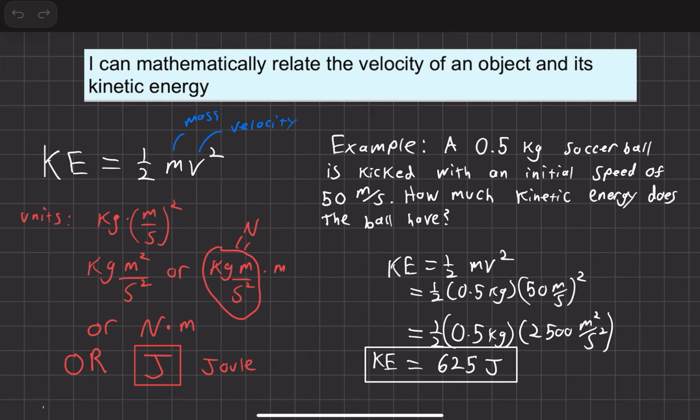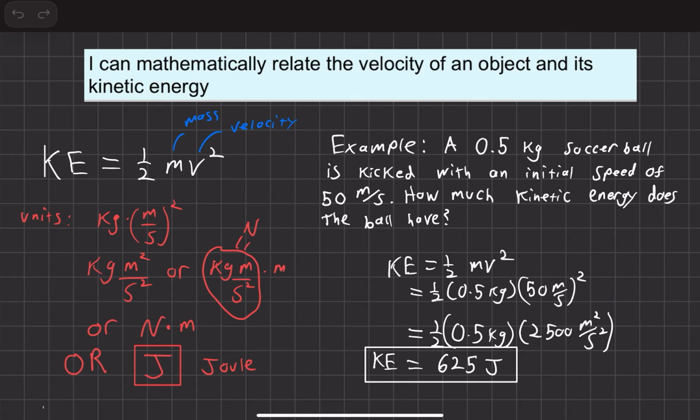Now let's apply the kinetic energy in an example. So the example is going to be, we have a 0.5 kilogram soccer ball, and it's kicked with an initial speed of 50 meters per second. And here we just said speed because we didn't care which direction it's going. How much kinetic energy does the ball have? So kinetic energy is equal to 1/2 mv squared. So we plug in the 0.5 kilograms and then the 50 meters per second. So we square the 50 meters per second, multiply by the 0.5, multiply it by the half, and what we get is the kinetic energy is 625 joules.